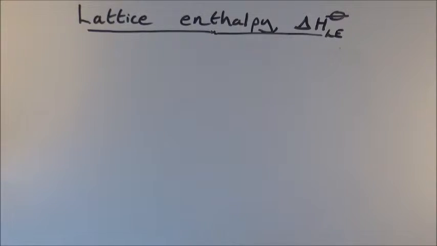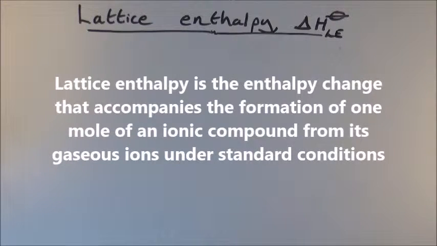Okay, I'm just going to read to you the definition of the lattice enthalpy as given in the OCR textbook. It says, lattice enthalpy is the enthalpy change that accompanies the formation of 1 mole of an ionic compound from its gaseous ions under standard conditions. Now, as I always say, do check the precise definitions given in your own exam board, your own specification, and make sure that's the version that you learn. But before we do the calculations, I want to think a little bit about what lattice enthalpy means and why it's referring to the formation of the compound from the gaseous ions.